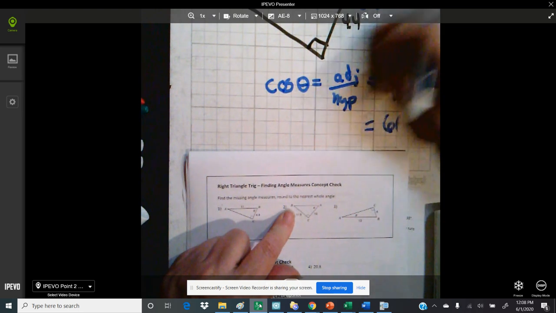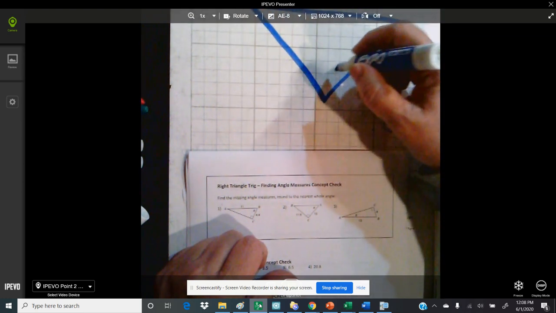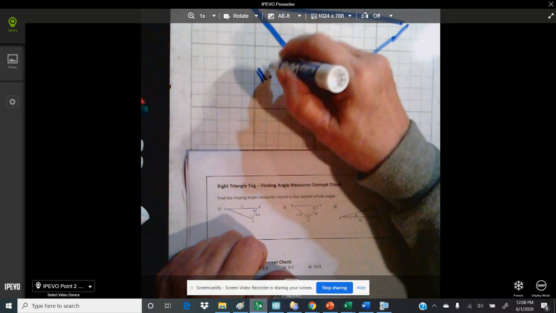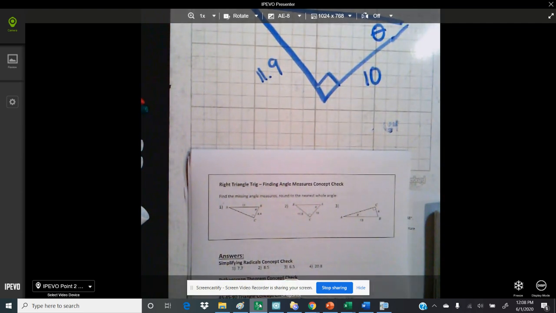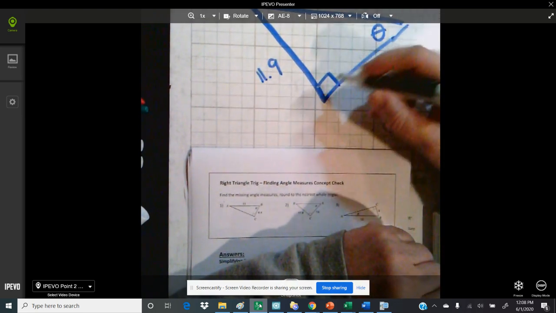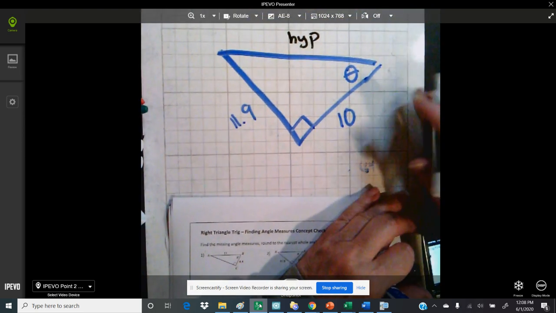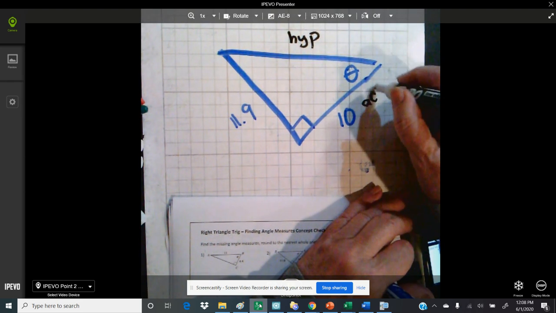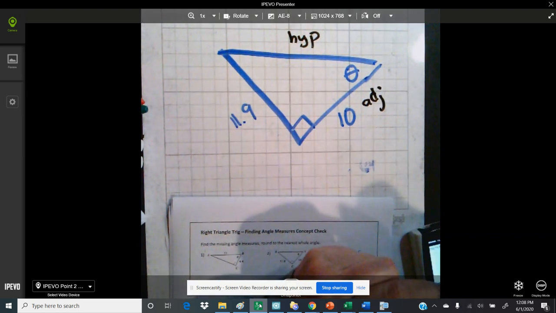Let's try number 2. So now I have a triangle that looks like this. And here's my right angle, and it tells me that this is 11.9, and this is 10, and this here is the angle that I'm looking at. So once again, based on this triangle, this here's my 90 degrees, so I know that this is my hypotenuse. This side is right next to the angle that I'm looking at, so this is going to be my adjacent. And this is away from it, so this is going to be my opposite.